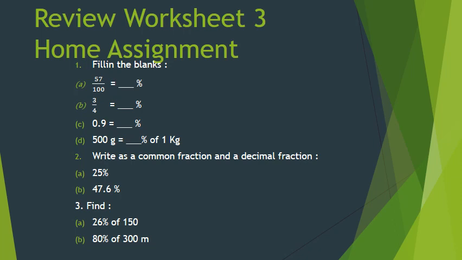Children, I hope you have understood all of question number 1, 2 and 3 of review worksheet 3 very well. And so now you will do the home assignment from these three questions, question number 1, 2 and 3, in your notebook in very neat and clean handwriting and without taking anybody's help. Okay, so you will do this home assignment on your own. The first one is fill in the blanks. The second one, write as a common fraction and a decimal fraction. And the third one, find.